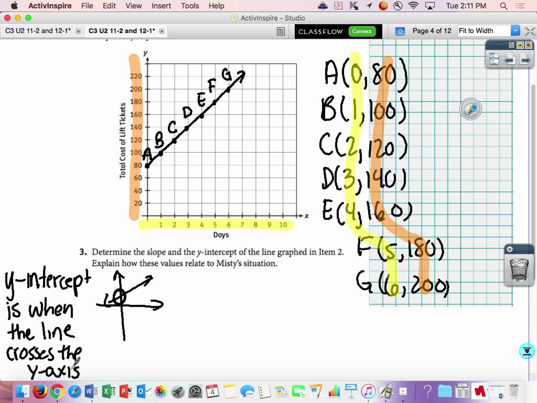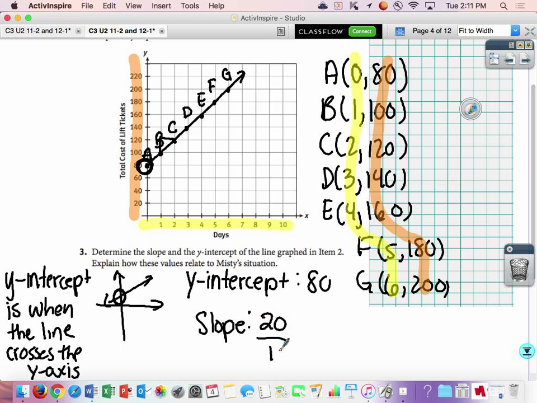Alright. So it crosses right here. So my y-intercept is going to be 80. Okay, my slope, if you remember from the last lesson, there are 2 ways we can do our slope. We can pick 2 points, okay, and then we can see we are going up 20 over 1, okay, so it'll be 20 over 1, which is 20.